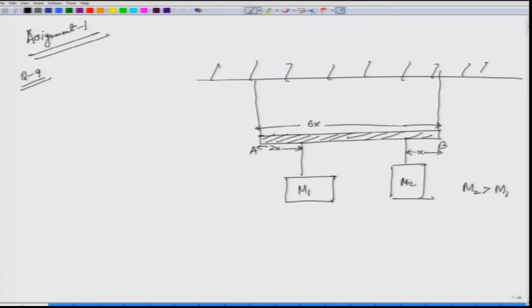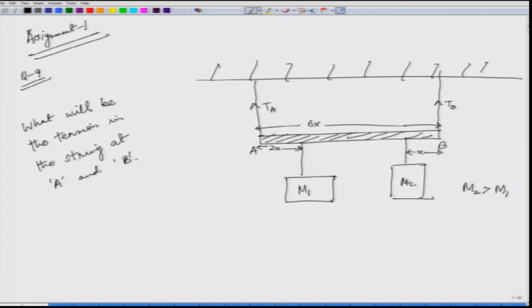So, what are we supposed to do? We are supposed to find the tension in the string at B, denoted by TB, and the tension in the string at A, denoted by TA. So, the question is: what will be the tension in the strings at A and B?